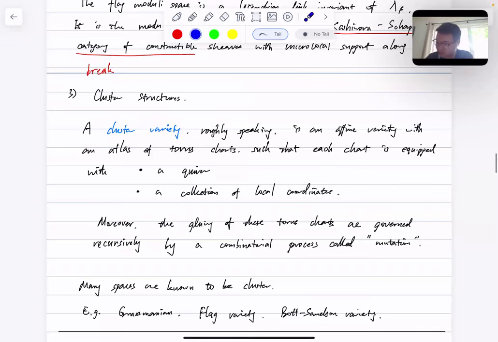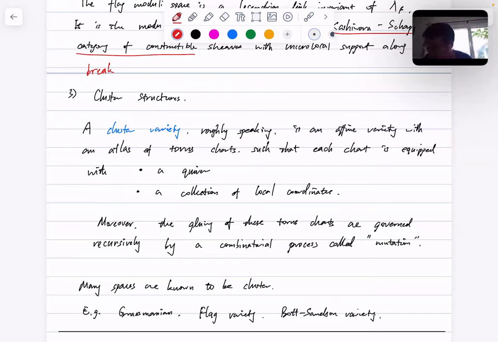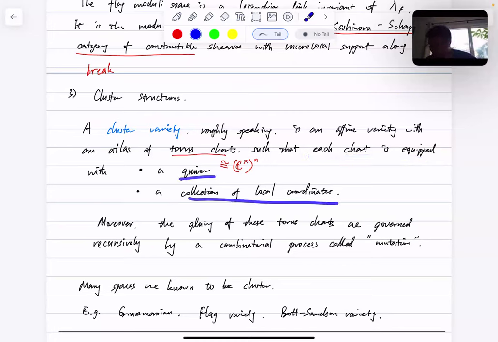So a cluster variety, roughly speaking, is an affine variety with an atlas of torus charts. This is very analogous to how we think about smooth manifolds. A manifold is a topological space with an atlas of charts that are diffeomorphic to R^n. A cluster variety is an affine variety with an atlas of charts, and each of them is isomorphic to an algebraic torus. So torus charts are isomorphic to (C*)^n for some n. And moreover, we require that each chart is equipped with a quiver and a collection of local coordinates. Local coordinates are also known as cluster variables.